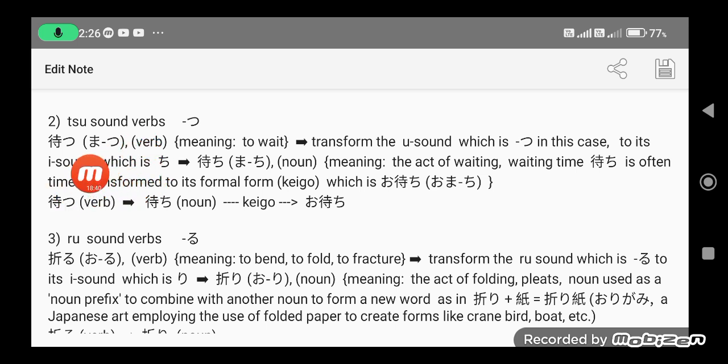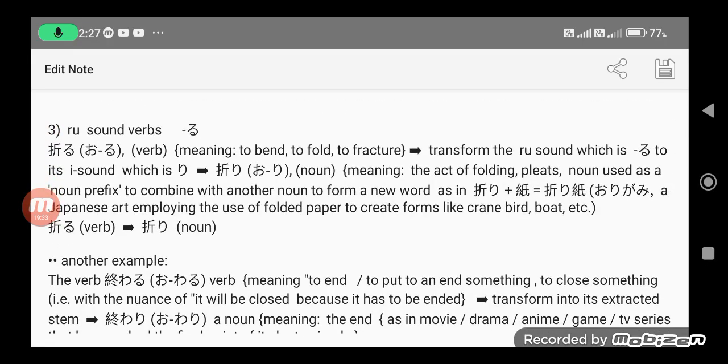As you have seen, the formerly verb matsu now becomes machi. When we do the extraction, the matsu becomes machi, meaning the act of waiting or waiting time, which is often transformed to its keigo or formal form, which is omachi, just like in omachi kudasai. So the matsu verb becomes a noun, and that noun is commonly transformed into omachi to become keigo. Keigo is a formal way of speaking in Japanese.